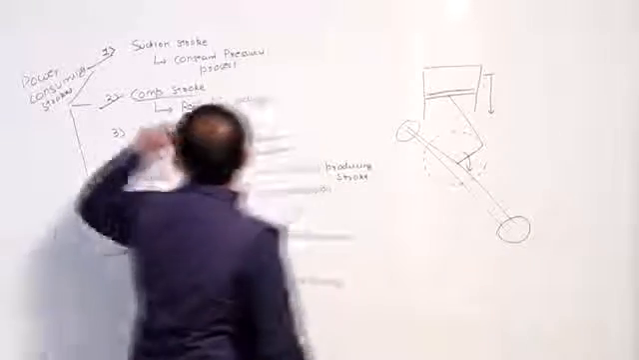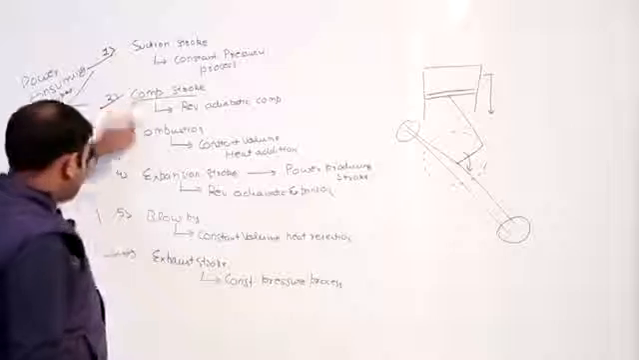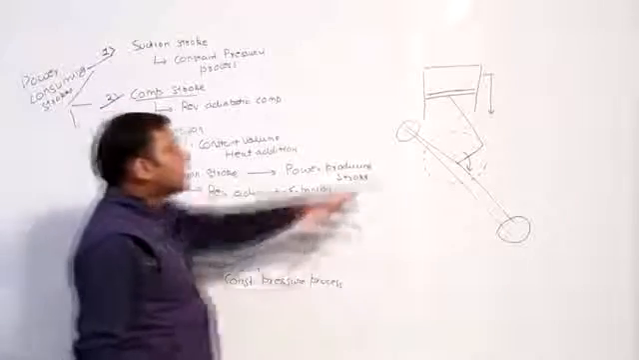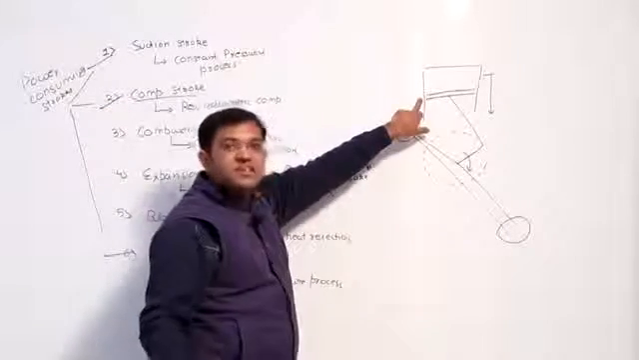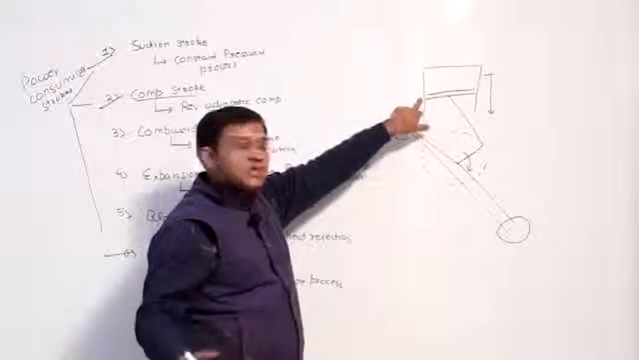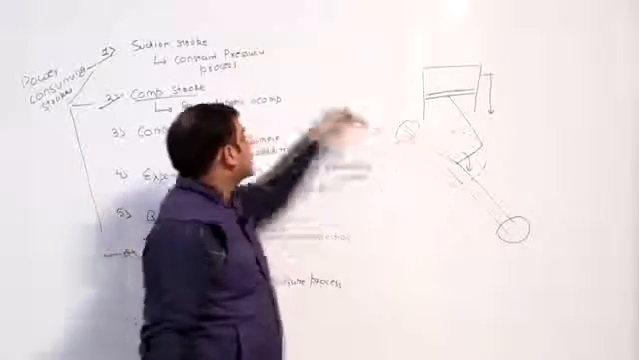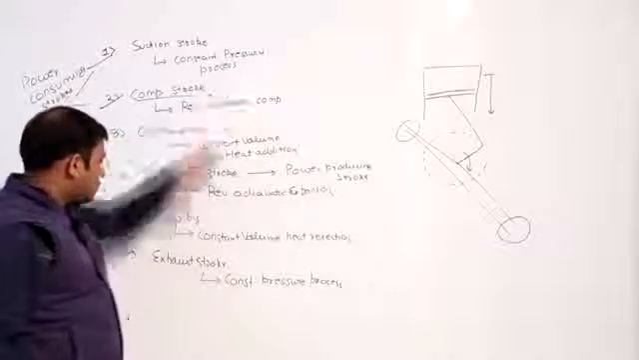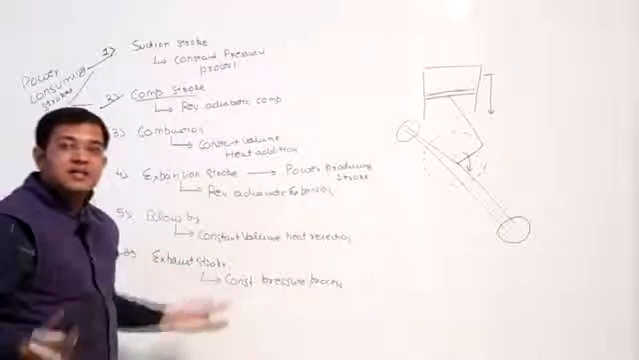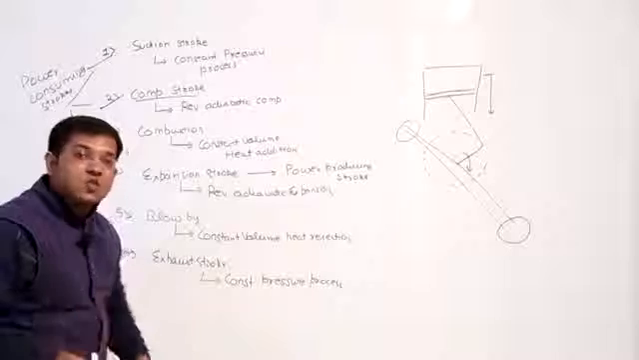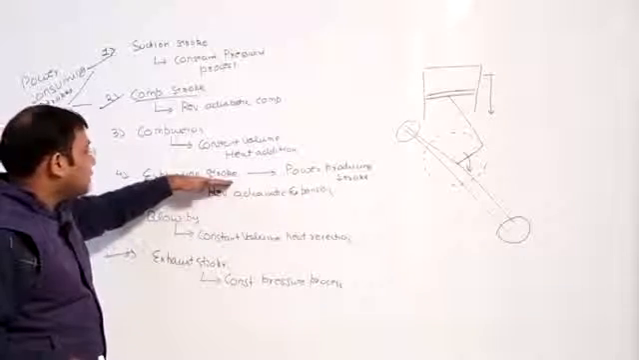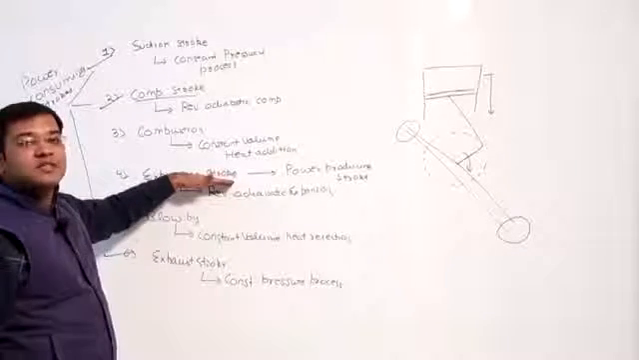Now see, in these strokes, suction stroke, compression stroke and exhaust stroke, the movement of the piston takes power or takes energy from the crank. So suction stroke, compression stroke and exhaust stroke are considered as power consuming strokes, whereas the only power producing stroke is the expansion stroke.